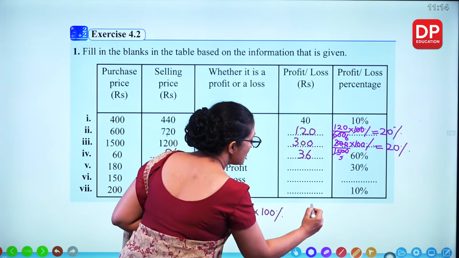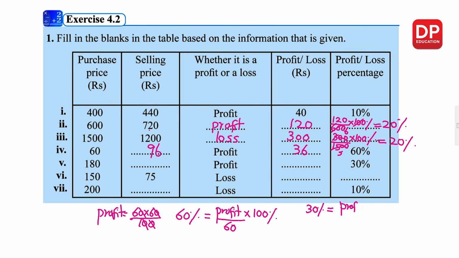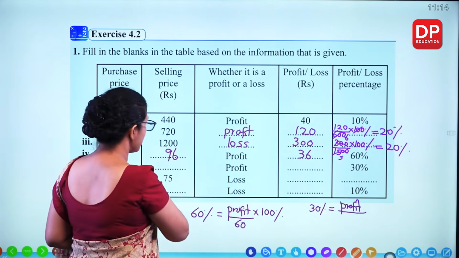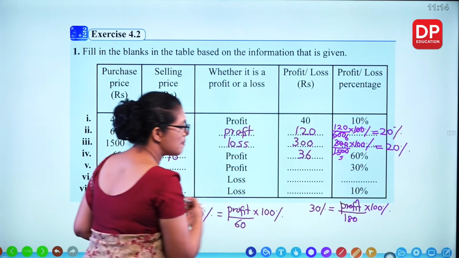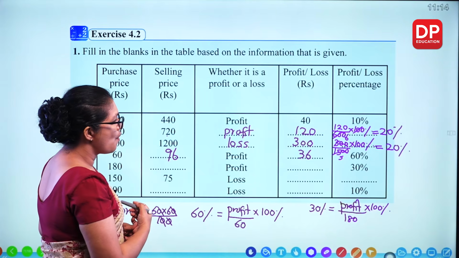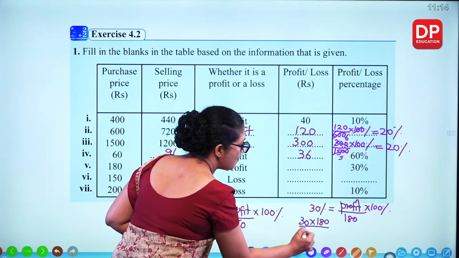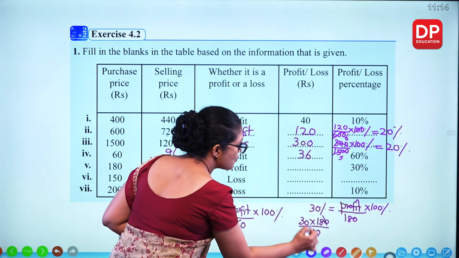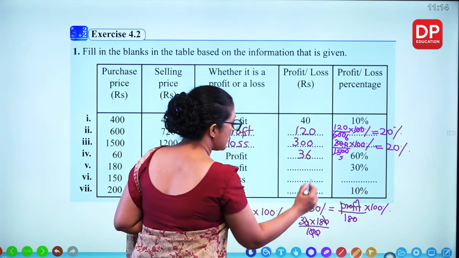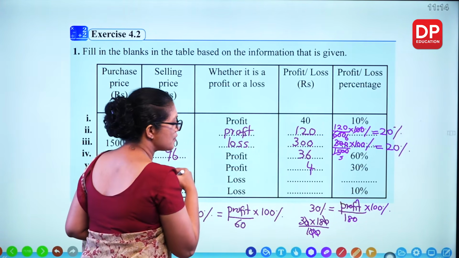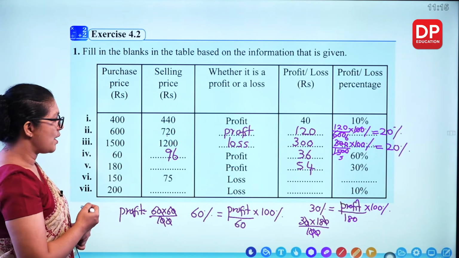Use the formula. 30% is equal to profit divided by the buying price, which is 180, into 100. So this means the profit is equal to 30 into 180 divided by 100. Two zeros get cancelled out. 3 times 18. 3 times 8, 24. 3 times 1, 3 plus 2, 5. So 54 rupees is the profit value.